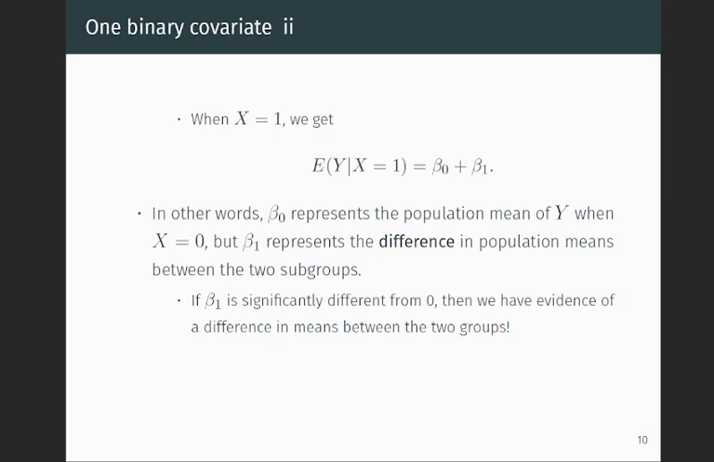And so testing for significance of beta 1 effectively allows us to test for significance of the difference between the two population means. And so if beta 1 is significantly different from 0, then we have evidence of a difference in means between the two groups. And this should remind you of a t-test. And in effect, this is what we're doing here. We're doing a t-test, but in the guise of a linear regression, which is a more general framework.